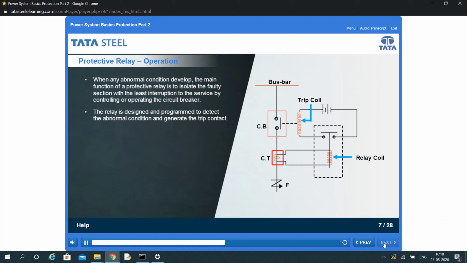Therefore, in response, the plunger of the relay coil goes down, sending the power from the battery to the trip coil. The trip coil acts as a magnet and pulls open the switch. This disconnects the faulty current flow.